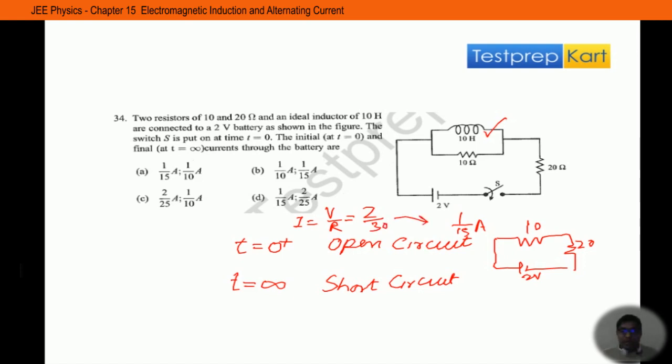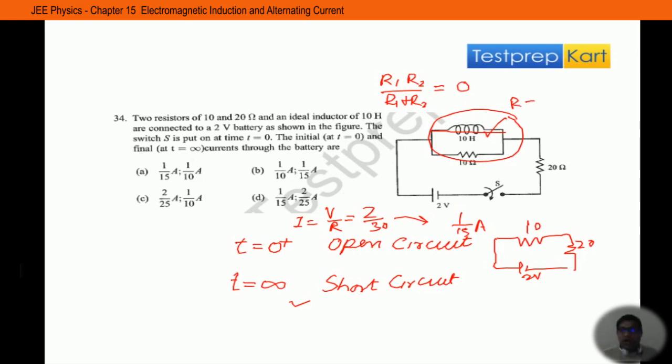In the second case, when your inductor is short circuited for a very long time, then for a parallel combination we already know that R1 R2 over R1 plus R2 is the net resistance. And if one element is short circuited, it means its resistance is 0. So the net resistance will be 0. So for the short circuit case, the net resistance of this segment is equal to 0.